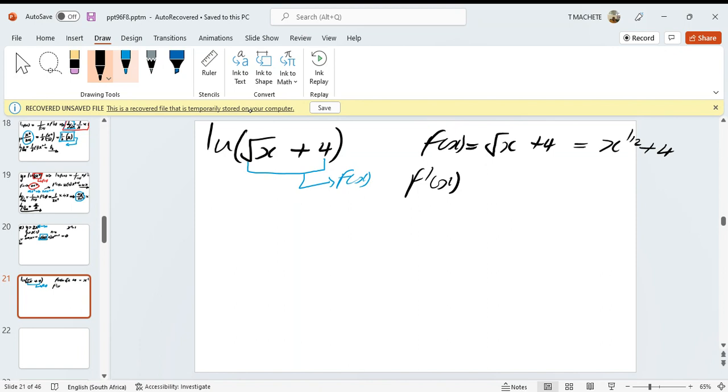Because remember the rule for differentiating ln. For differentiating ln, they said ln f of x, when you differentiate it, you must get 1 over f of x times f prime of x.